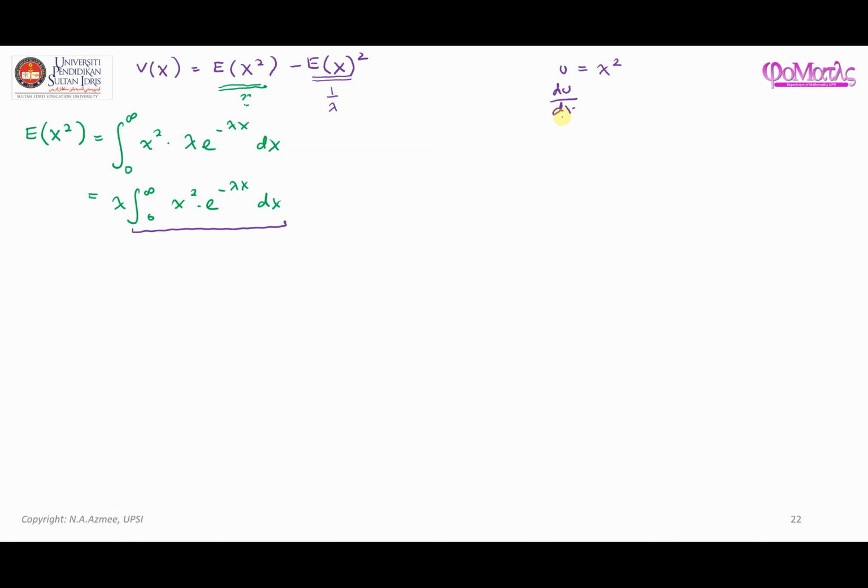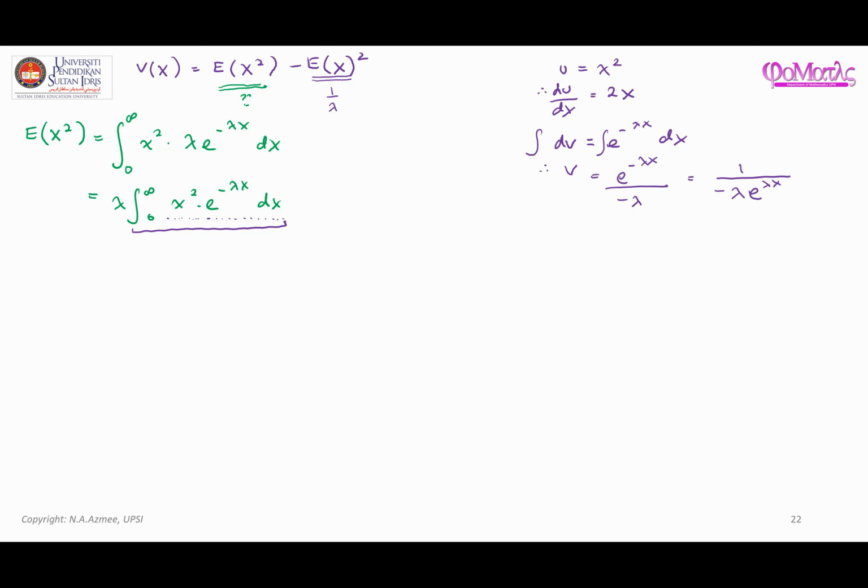So du dx is going to be equal to 2x. So this is u. Next, we are going to let dv represent this part, which is e negative lambda x dx. And if you take the integral of both sides of the equation, then you will get the result v. V becomes e negative lambda x over negative lambda, which can also be written as negative 1 over lambda e negative lambda x.